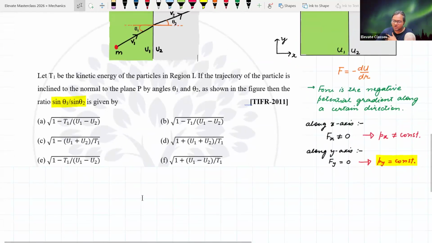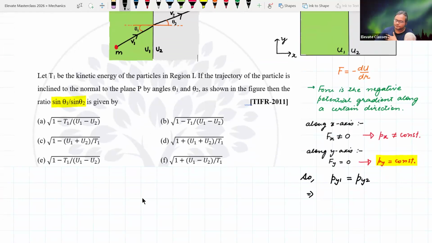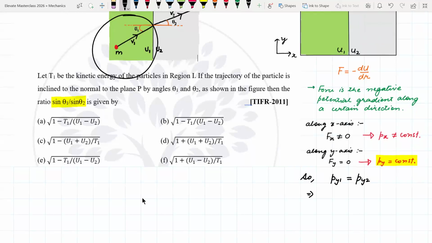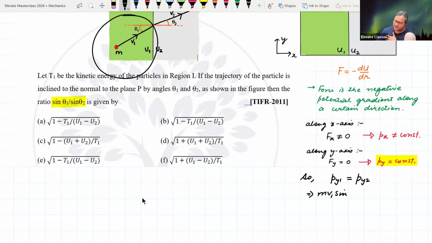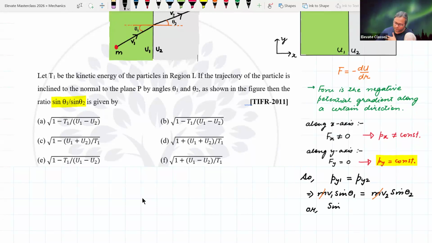So if I say Py is constant, can you tell me what is Py in region 1 and what is Py in region 2? What is Py in region 1 for the particle? V1 sin theta. M V1 sin theta 1 is the y component of momentum in region 1, and M V2 sin theta 2 is the y component of momentum in region number 2. That's it. So here m and m get cancelled and we are left with sin theta 1 upon sin theta 2 is equal to V2 upon V1.